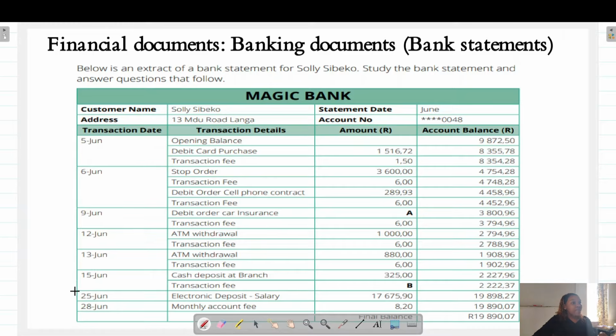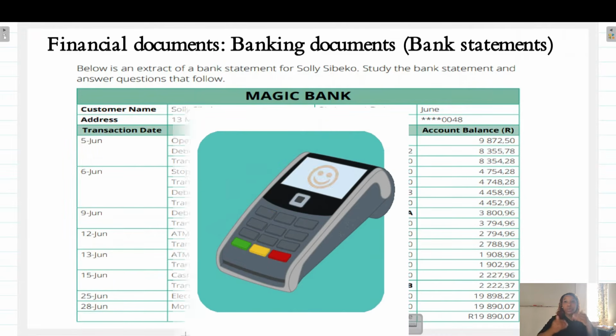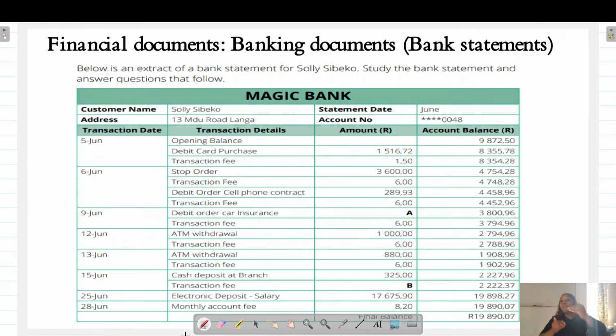Let's just have a look here. Here we have the transaction dates for the different transactions that happen in Solly Sibugo's account. So what is a transaction? A transaction is basically what happens when you have money going in and out of your account. When you have money coming in, money coming out, that business that is happening in your account is basically called a transaction. Cool stuff.